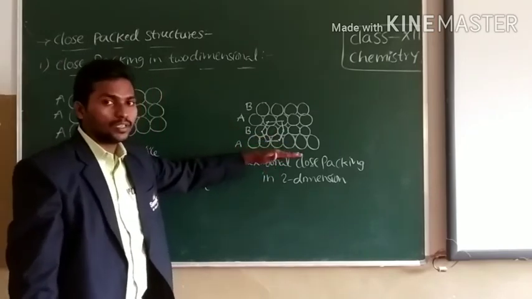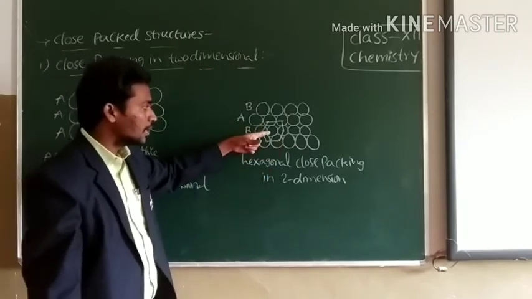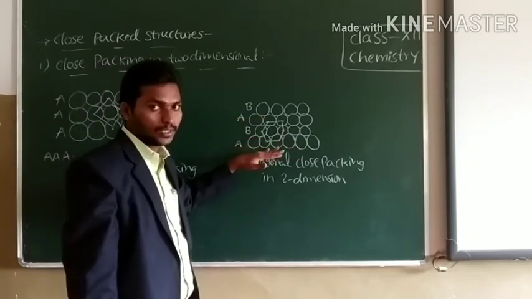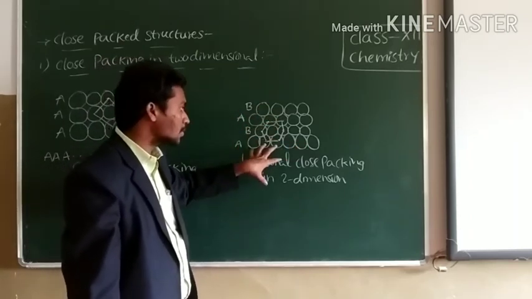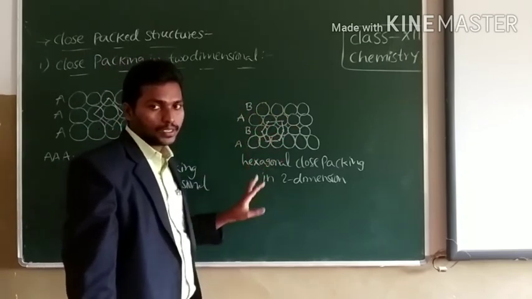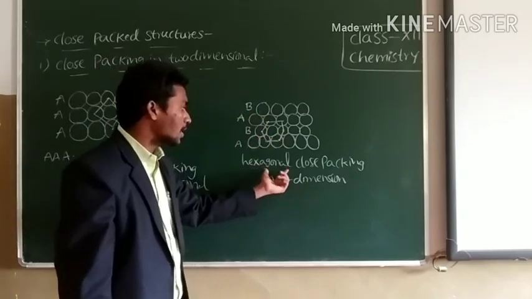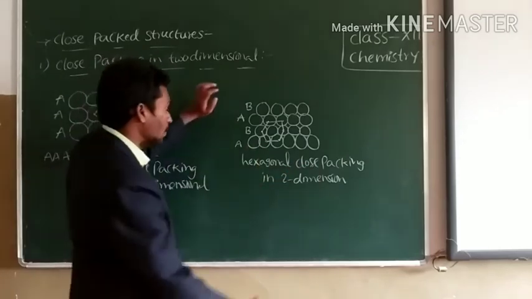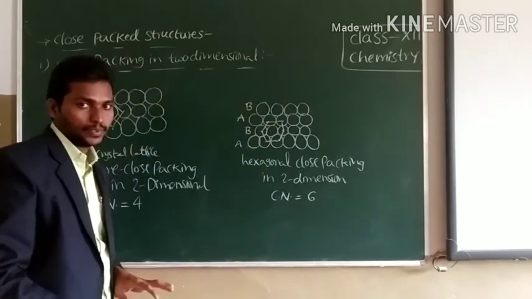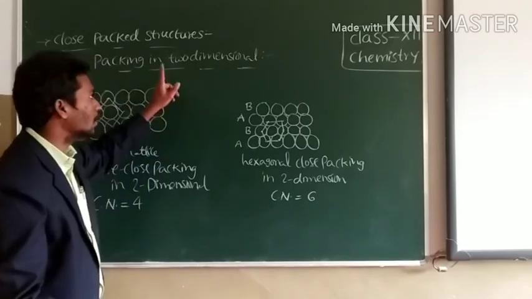There is another way of arranging atoms in two dimensions. That is, the second layer is placed over the depressions of the first layer. Then in this arrangement, an atom is surrounded by 6 nearest neighboring atoms. So this gives hexagonal close packing, and the coordination number is 6 here. So these are the two possible arrangements of atoms in two dimensions.